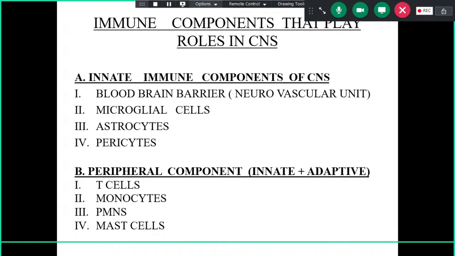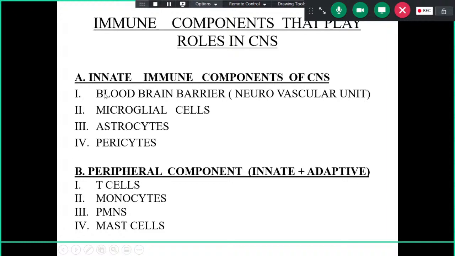So let's quickly look at the different components that play a role inside. What are the different immune components present inside the brain? First, you have to understand that the most important component that regulates the protection inside the brain is the blood-brain barrier, also called the neurovascular unit.